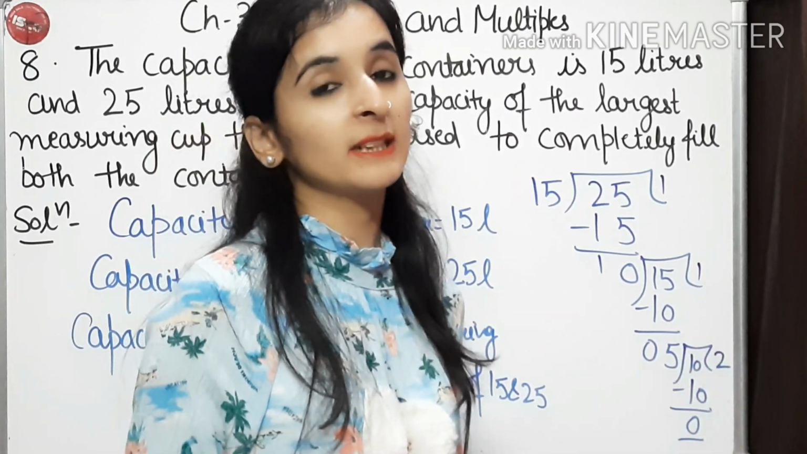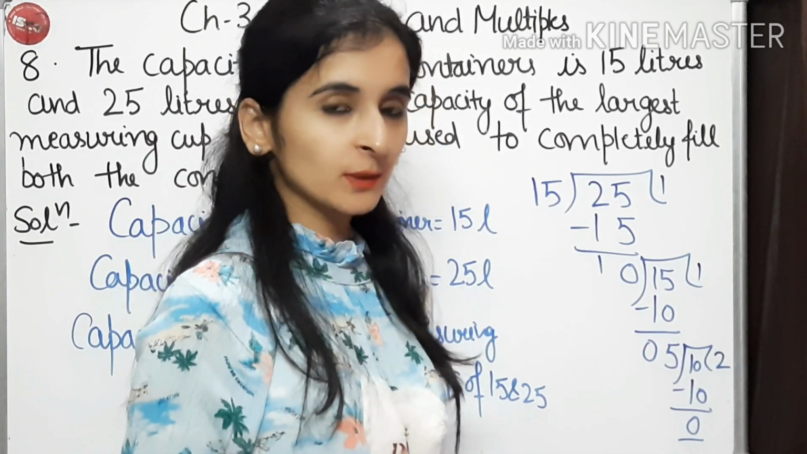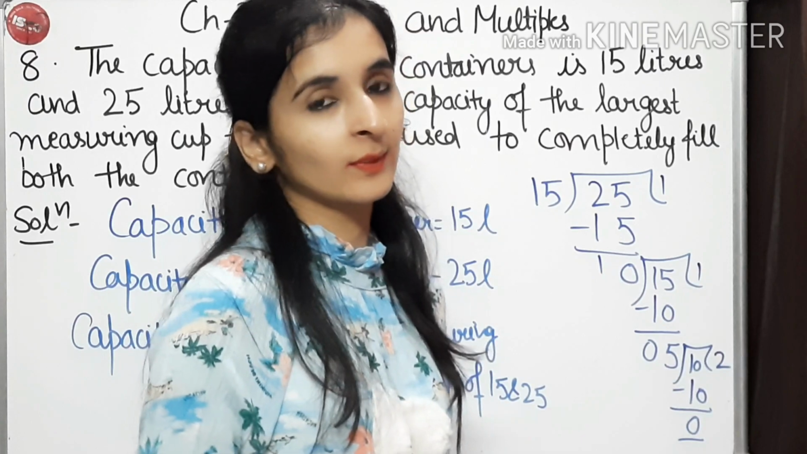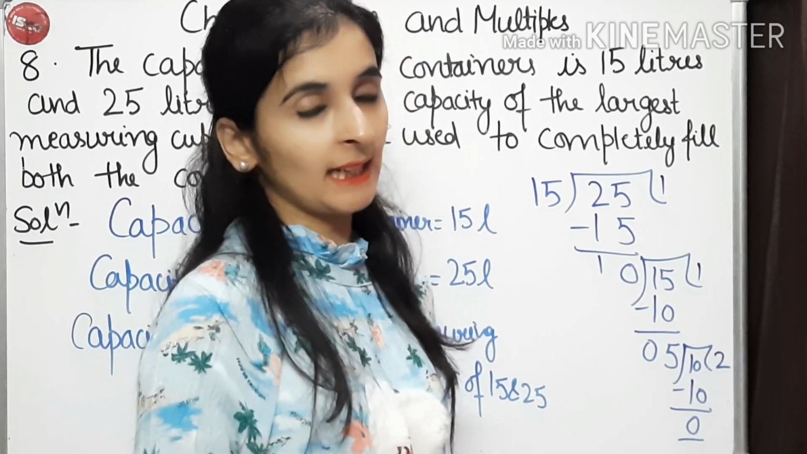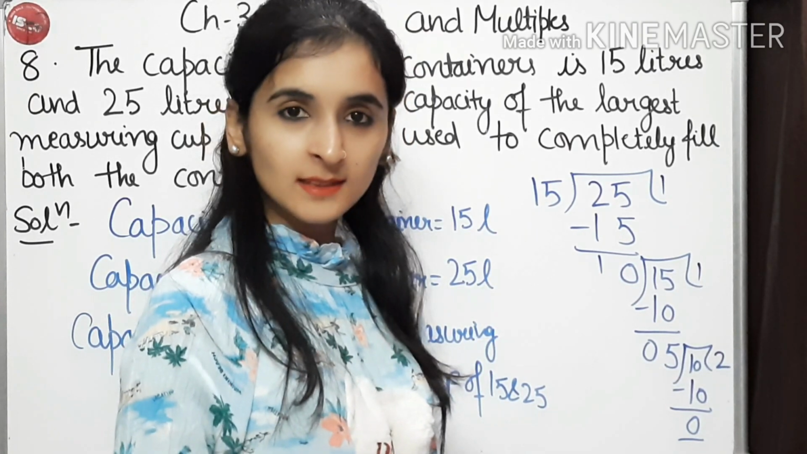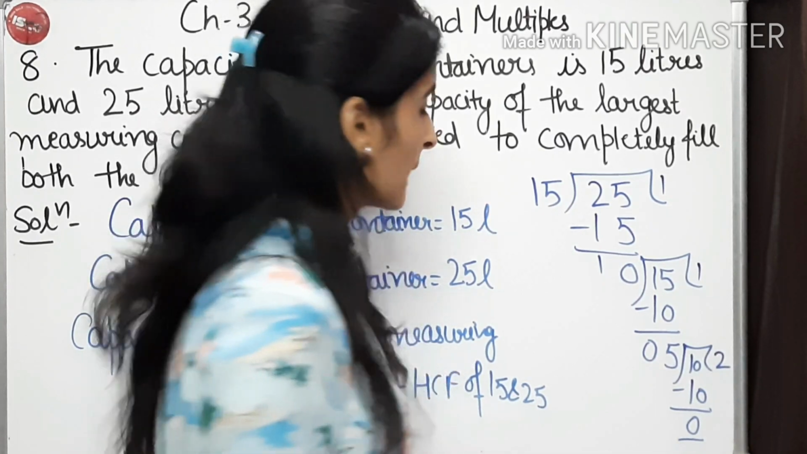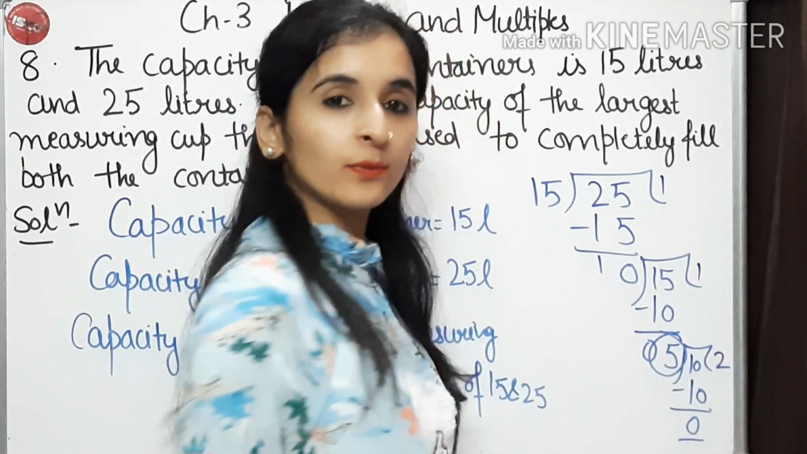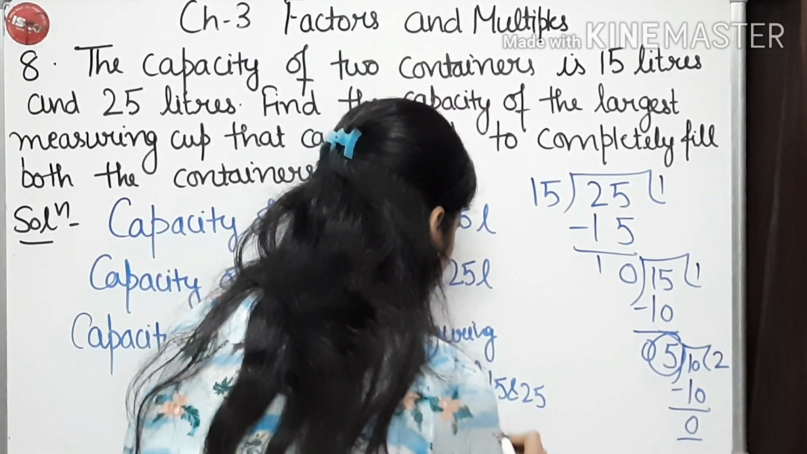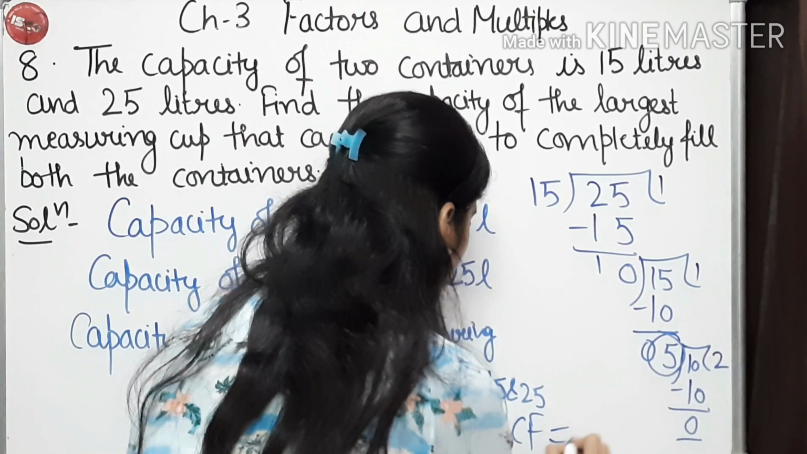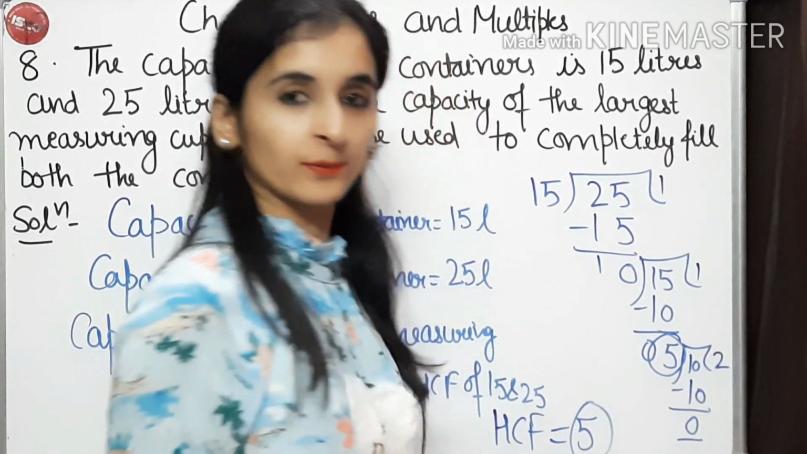If we have got the remainder 0, then what will be the HCF? The HCF will be the last divisor. And what is the last divisor here? The last divisor is 5. So the HCF will be equal to 5.